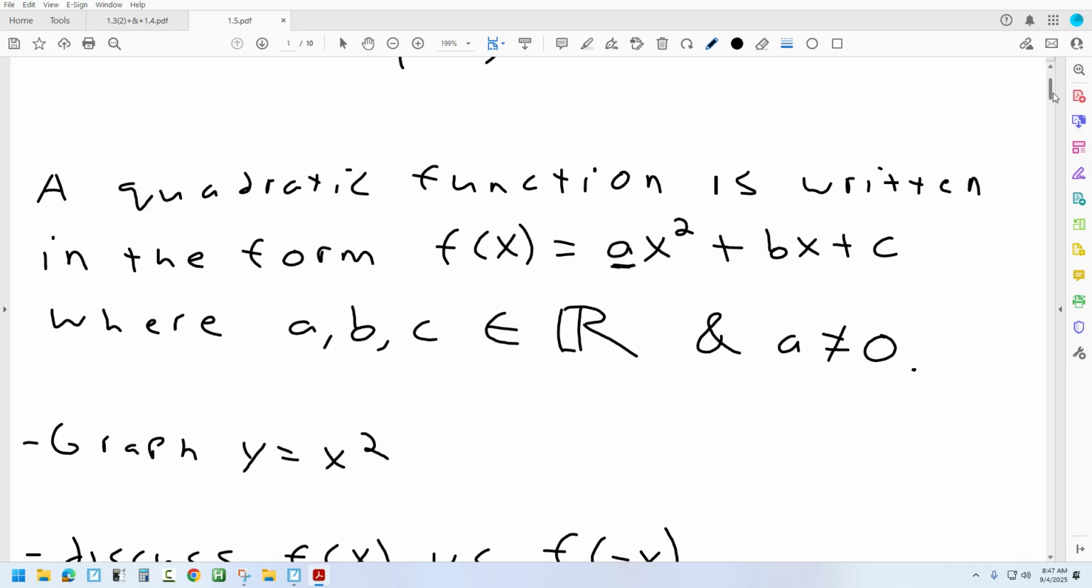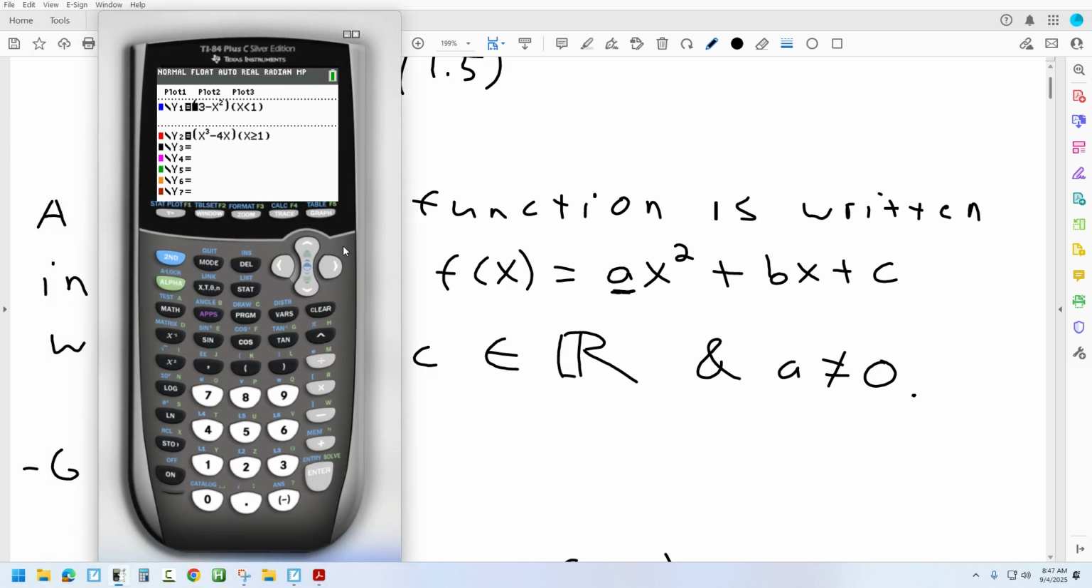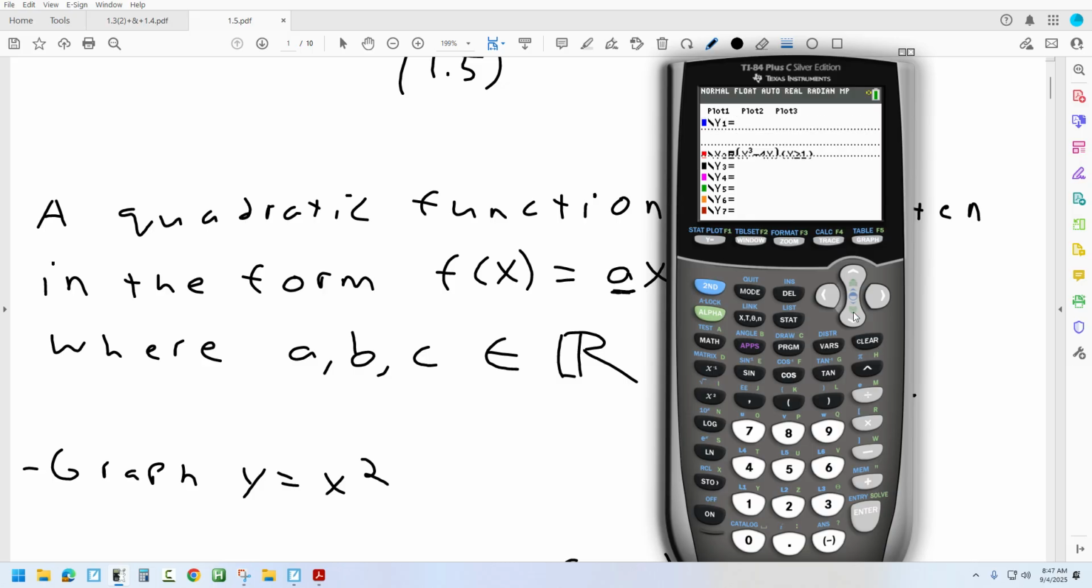All right. So let's graph y equals x squared. I think we've done it before, but just kind of a reminder of what that looks like. Okay, so I'm just going to type in x squared. I'm going to do zoom 6. And can anyone remind me what's the shape that I get there? That's called a parabola. Yep, that's a parabola.